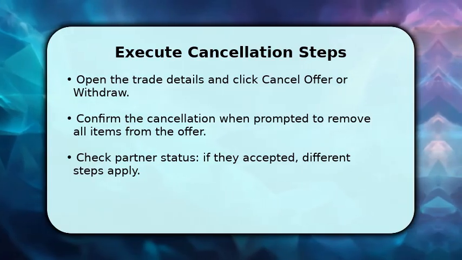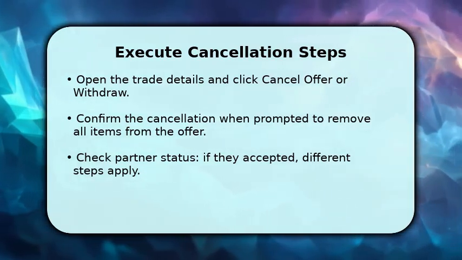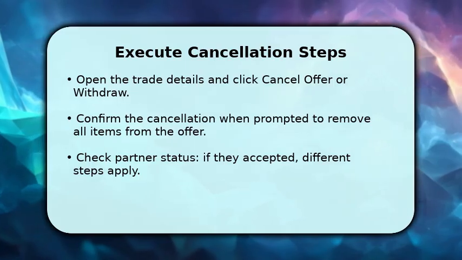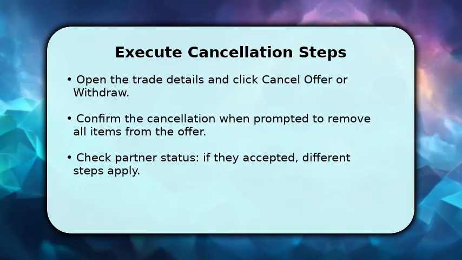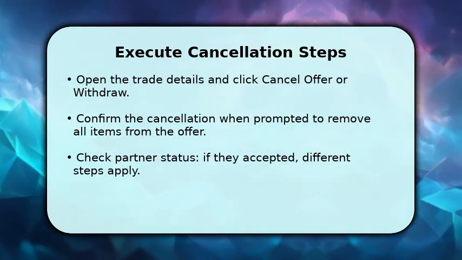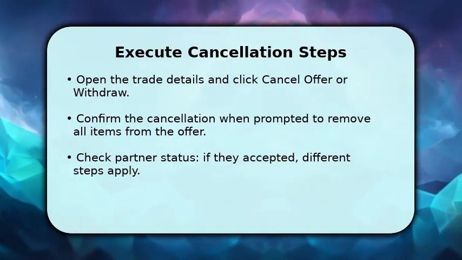If the partner is offline, cancellation is immediate. If they've already accepted, you'll need to contact support or the partner to reverse it. Once you cancel, watch your inventory refresh to confirm items returned. If a mobile confirmation is required, approve it in the Steam Mobile Authenticator app.